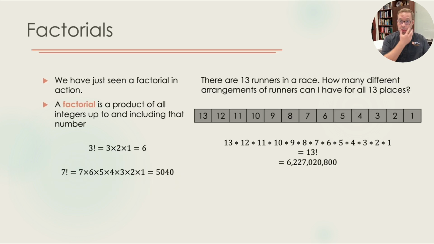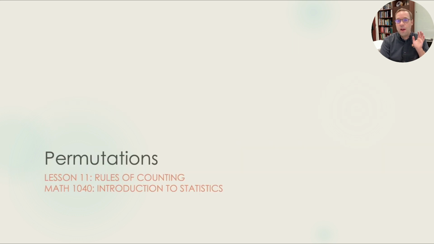If we go back to the last thing that we talked about with factorials, we asked how many ways can 13 runners run in a race? How many ways can they finish between first and last place? So a permutation is just the different ways that they can be ordered. We're going to dive a little deeper here.